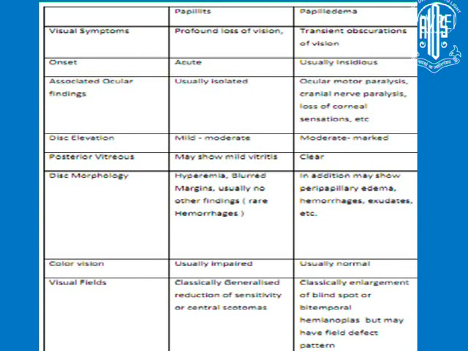On the contrary, papilledema patients usually complain of transient obscurations of vision, and it's usually an insidious onset condition. In addition, there may be other signs such as oculomotor paralysis, loss of pupillary sensations. And we alluded to these things: this edema is mild, may show vitritis in papillitis, whereas these are absent in patients with papilledema. And color vision is usually impaired in these patients.